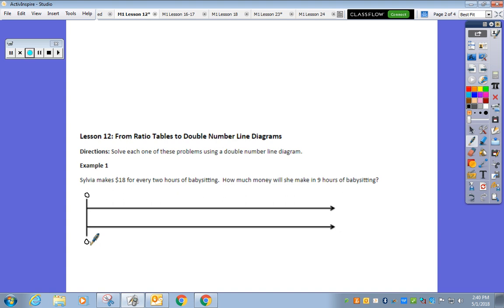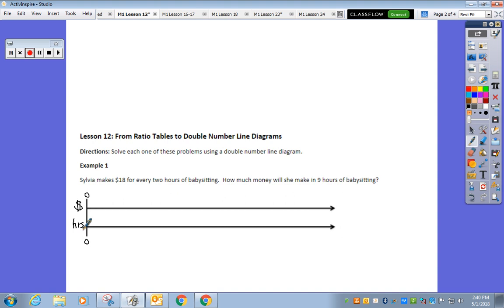Now, each number line should be labeled with the 2 units from the problem. So we're looking at how much money she'll make, and then we're looking at hours. Depending upon how you want to set this up, it doesn't matter which one goes where. I'm going to put the money on the top, and I'm going to put the hours on the bottom. Okay, so they're lined up.